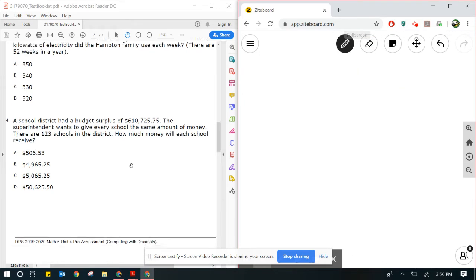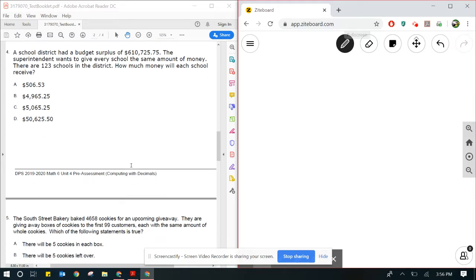All right, let's look at number 4. A school district had a budget surplus of $610,725.75. The superintendent wants to give every school the same amount of money. There's 123 schools in the district. How much money will each school receive?